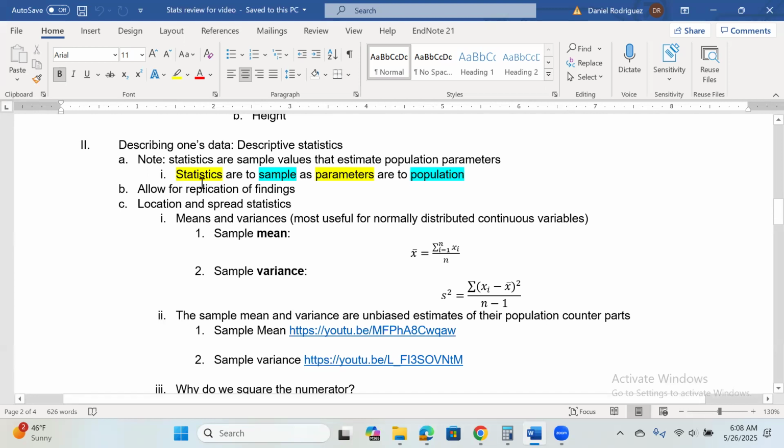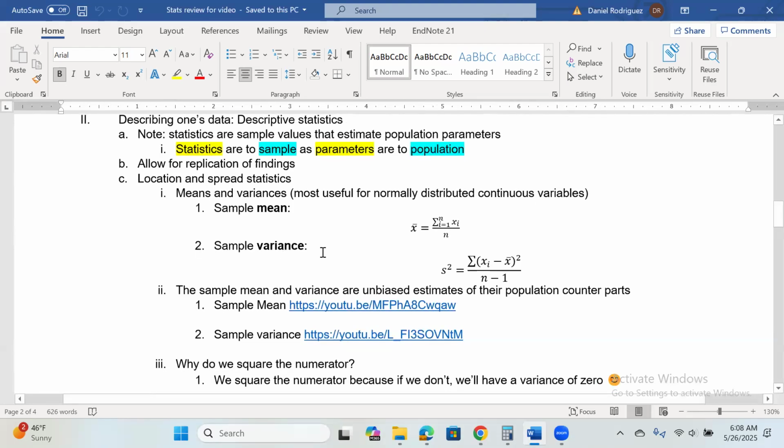Just a little note, and I notice how I color coded these. Statistics is the sample, right? So this is what we measure. Statistics is the sample as parameters are the population. So we use statistics to estimate population parameters. Like there's a population mean, a fixed value, but there are also statistics. Those are gathered from samples so that we can estimate the population parameters.